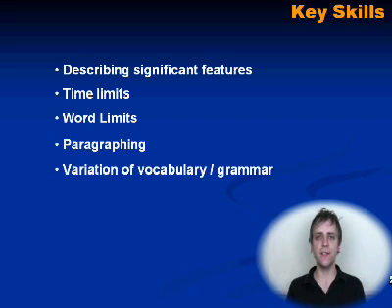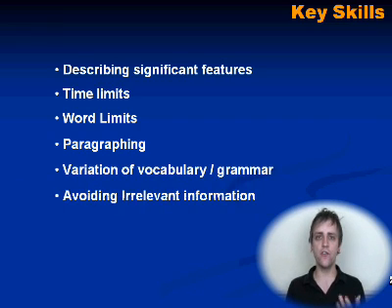Then, another key skill, like I said before, is the variation of your vocabulary and grammar, and this will score you marks in lexical resource and grammatical range and accuracy sections. Another important key skill is avoiding irrelevant information. Okay? So if you're describing a graph which explains food, don't write, "I love hamburgers," or "I dislike hamburgers," because that's completely pointless. It is completely irrelevant, and the examiner will not want to know this information.